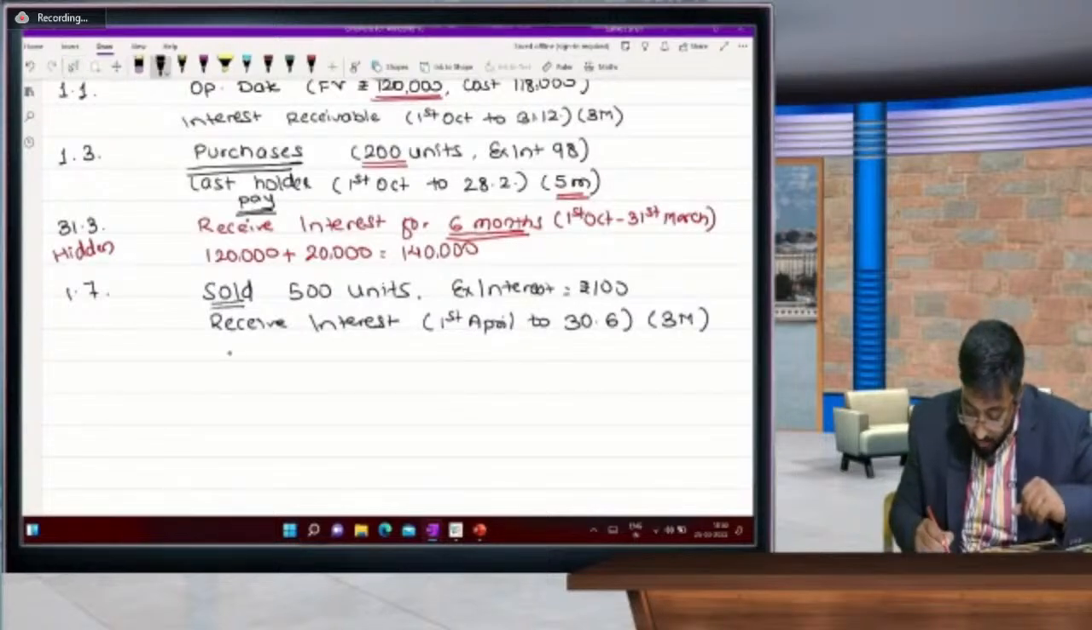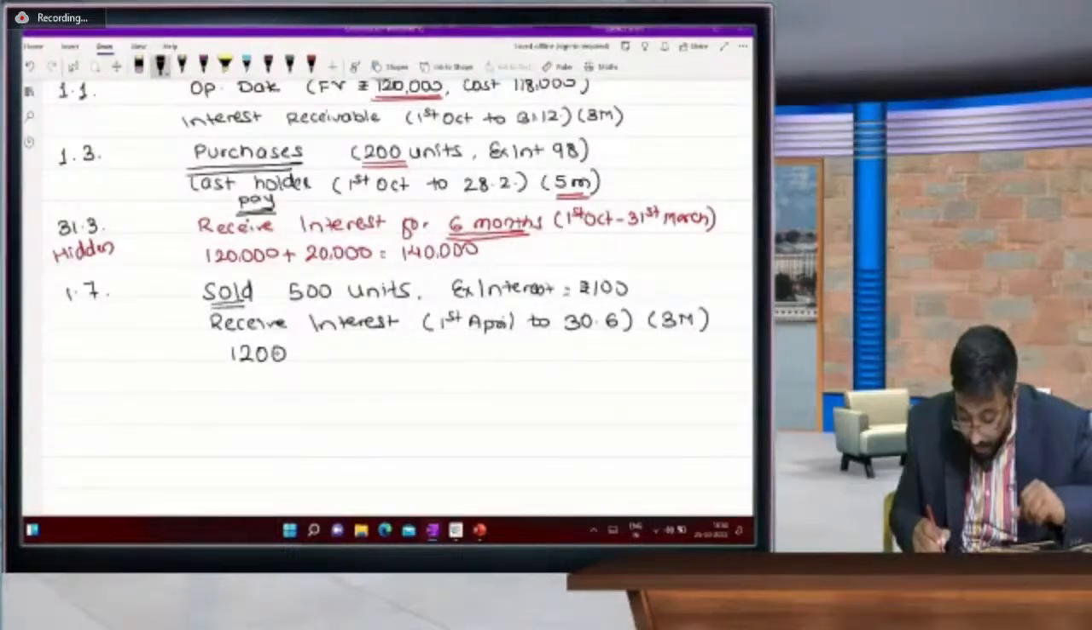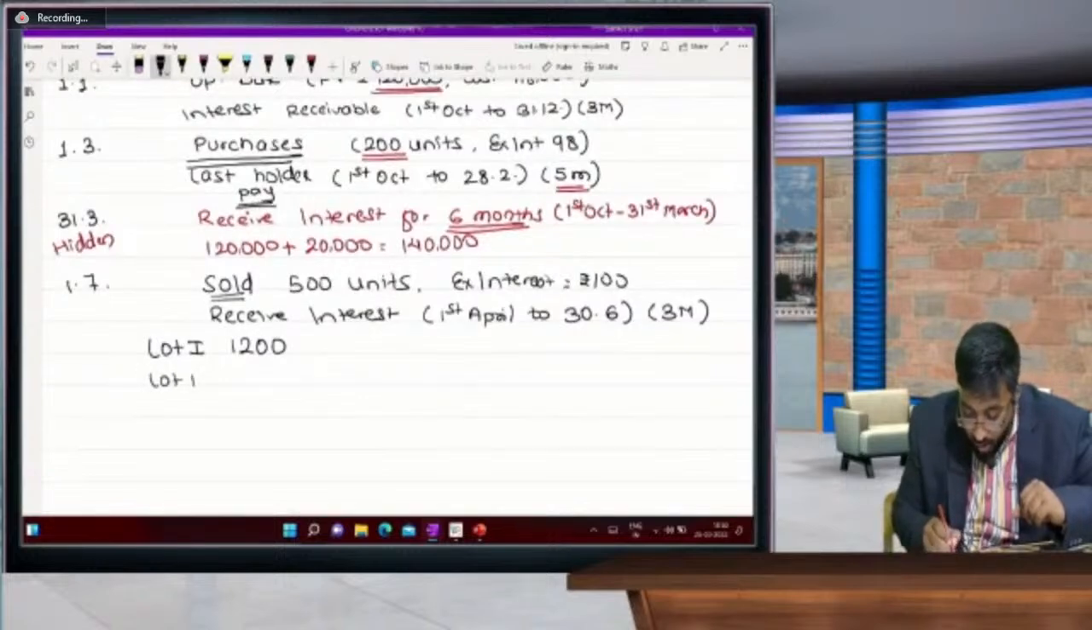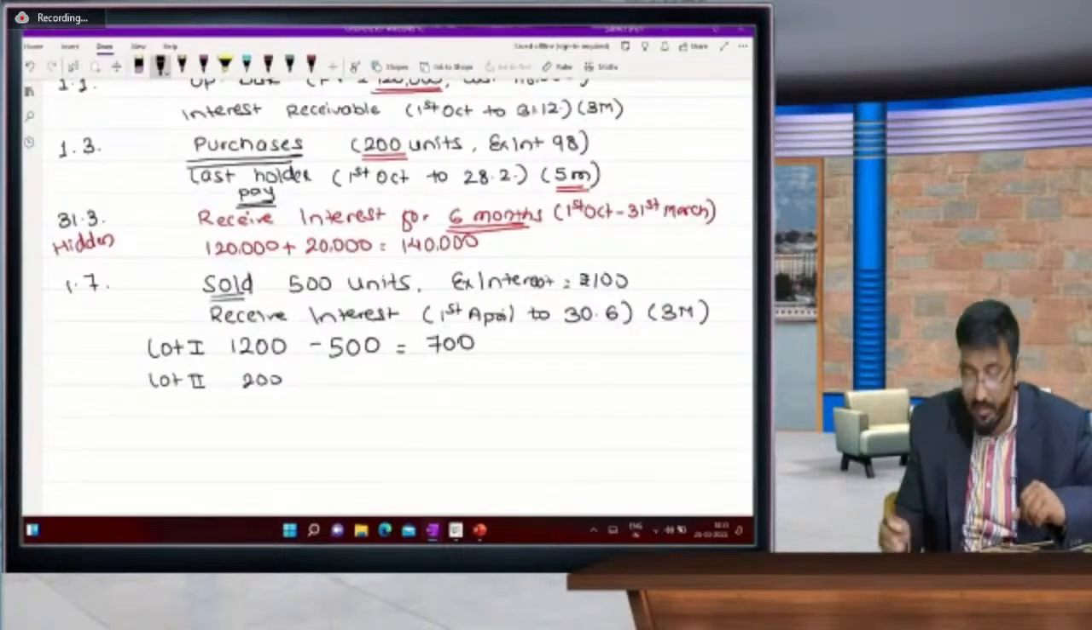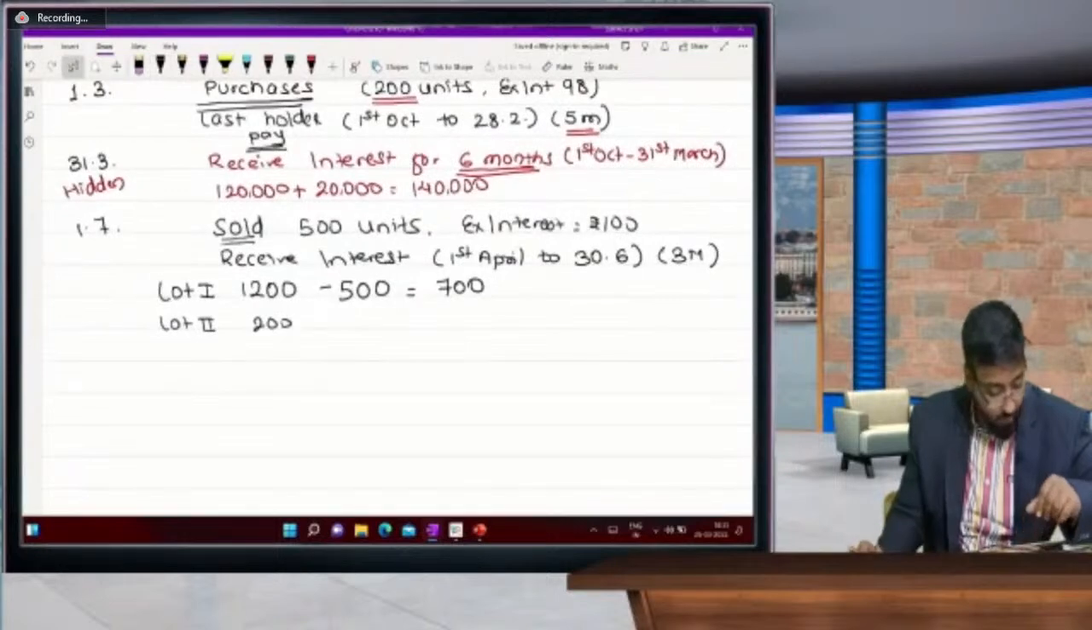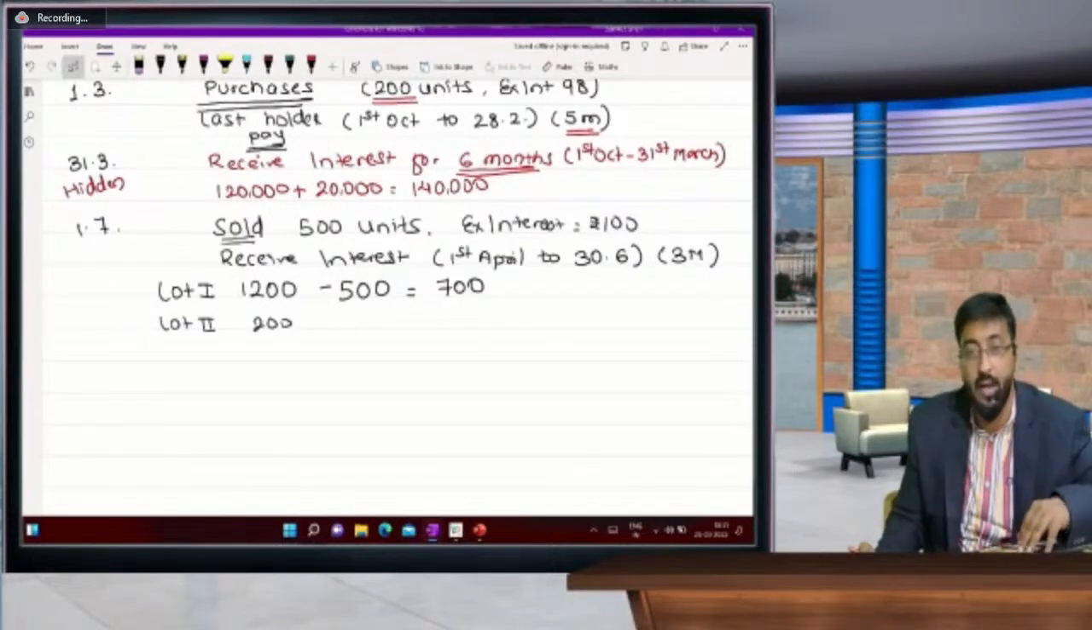And now see. Previously you have 1200, lot number 1. Lot 1, 1200 units. Lot 2, 200 units. And from lot 1 you sold 500. So you are left with 700. 700 from lot 1. First of July. Is that correct? Very good, Pratham.